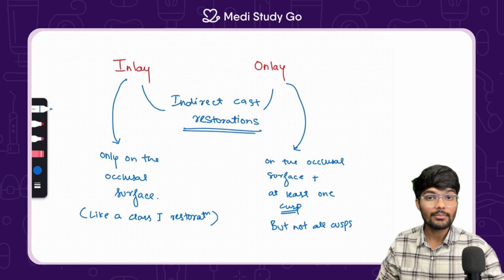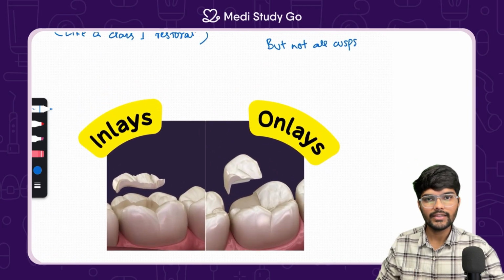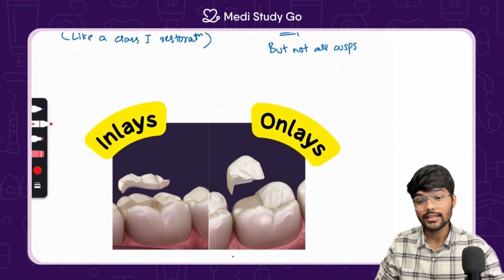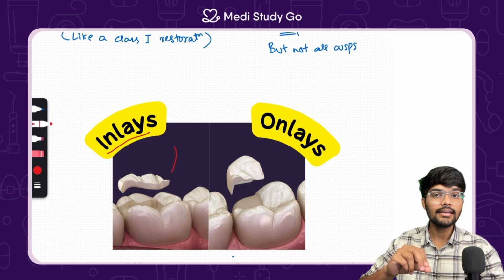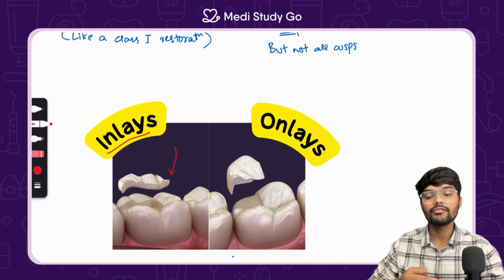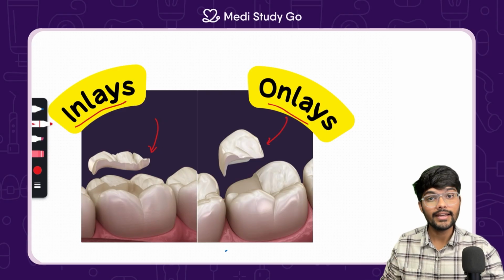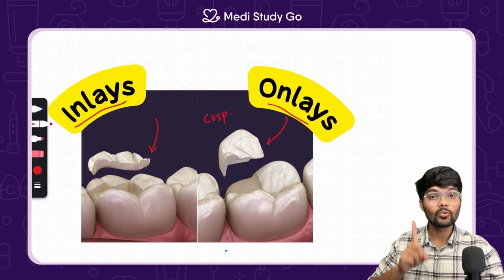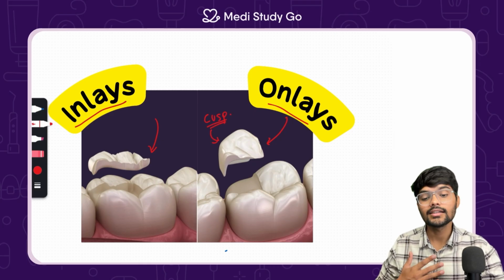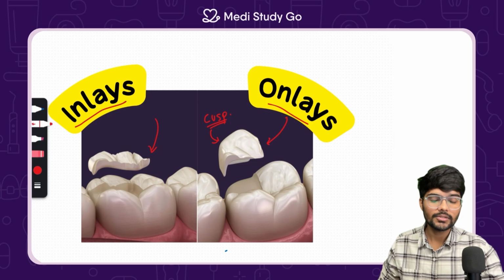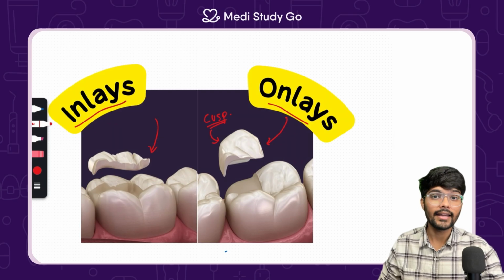In this diagram over here, you can see the difference between inlays and onlays. The inlay, on the left, is clearly a class 2 cavity preparation, which is basically just fabricated outside in the lab and then placed inside. Whereas for the onlay, there is one cusp involved, which is the bucco-distal cusp, and also the occlusal area as well. So this is the basic difference between inlays and onlays.